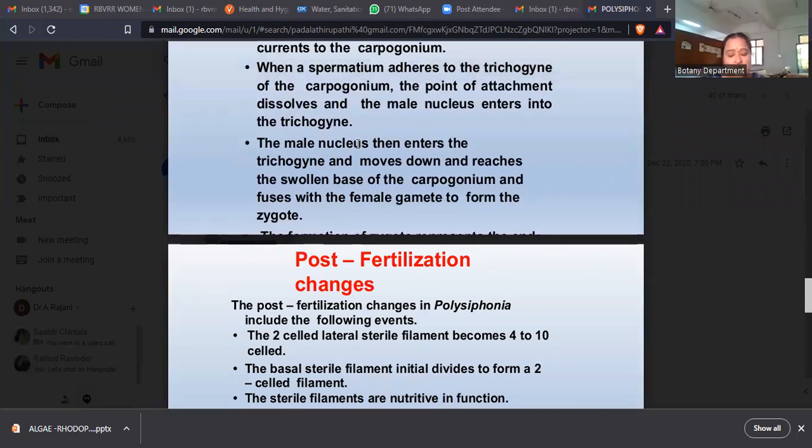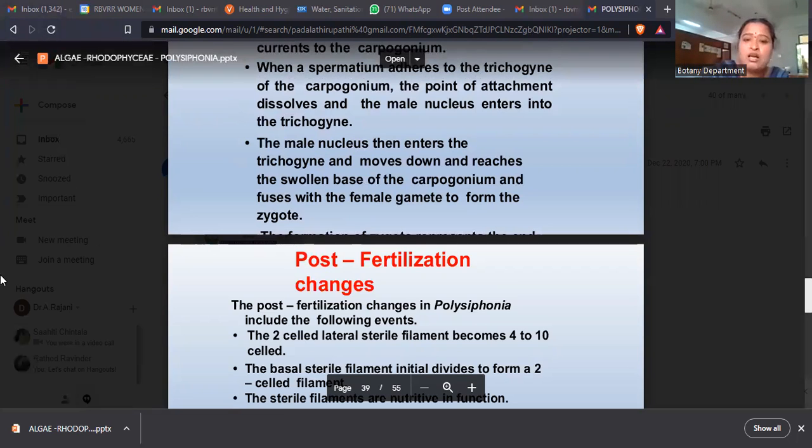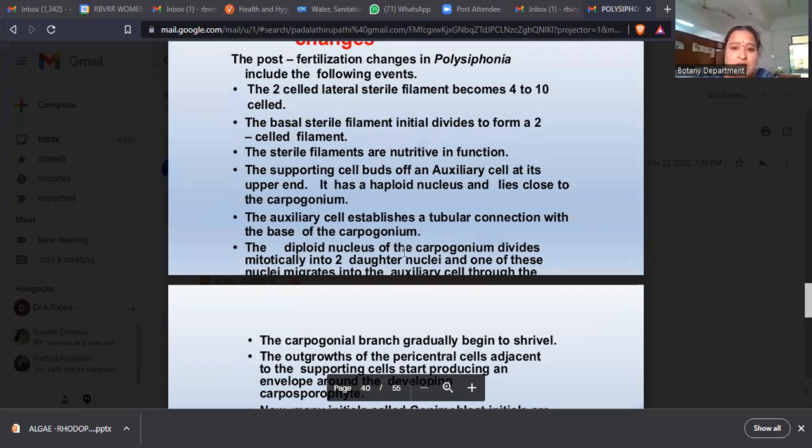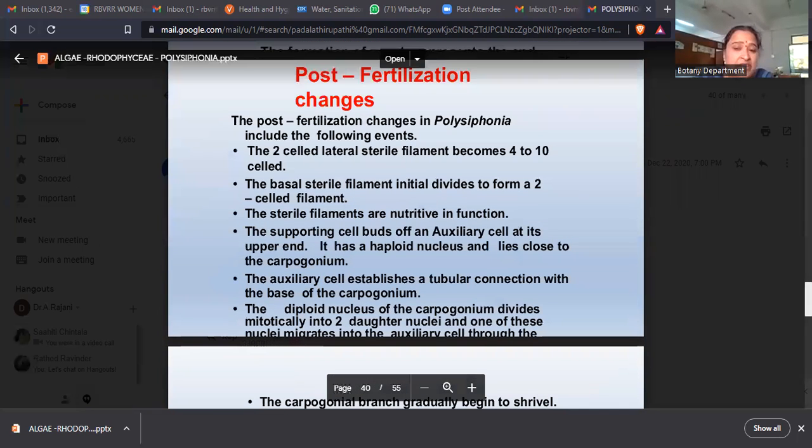Okay. After the formation of the zygote, one special character is there in Polysiphonia. That is the post-fertilization changes. Many post-fertilization changes are there. What type of post-fertilization changes? Here in Polysiphonia, three events are there in the post-fertilization stages.